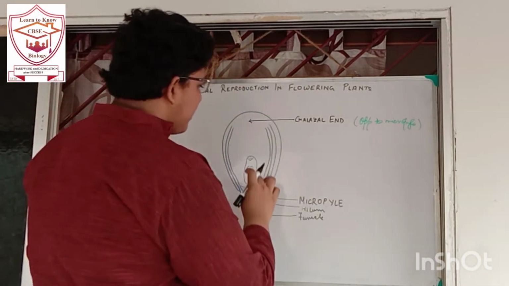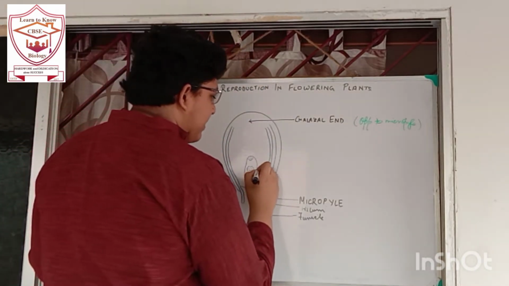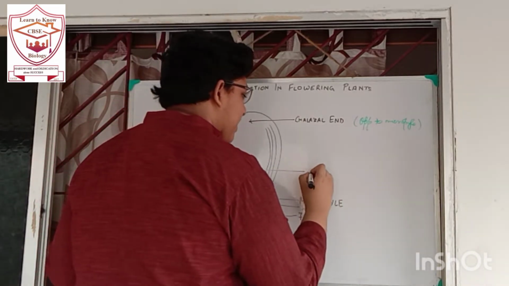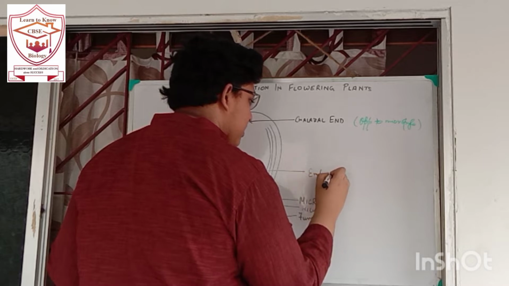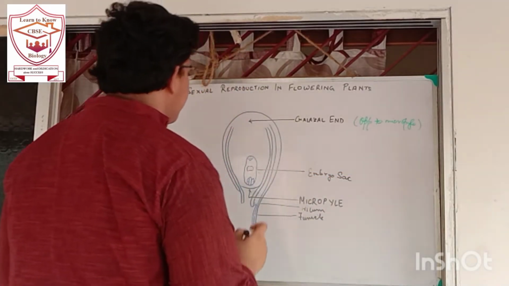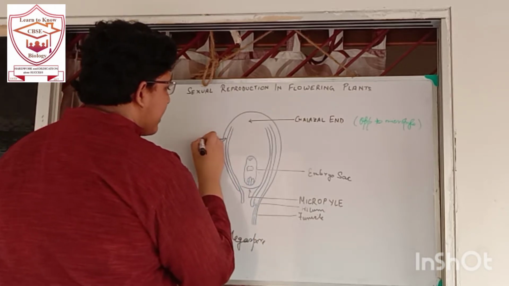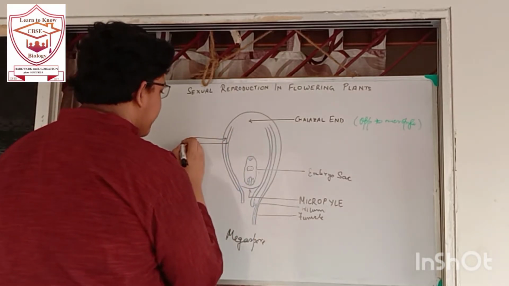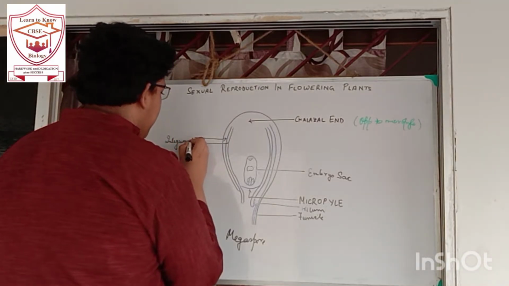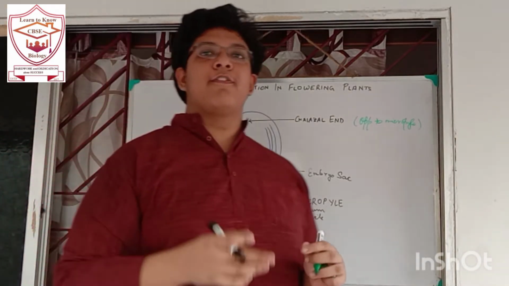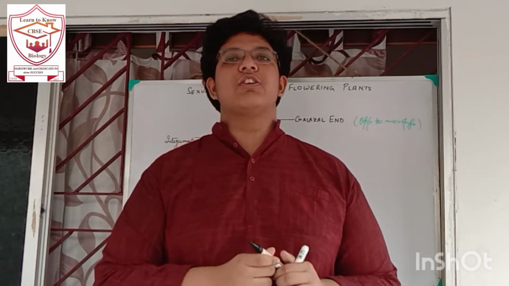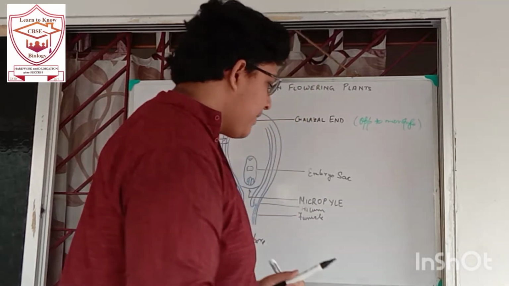Next, as you all know, this is an embryo sac. We have already discussed it in class 11. This is the embryo sac. Next portion is, this is the outer integument, this is the inner integument. As you know, integument transforms into the seed coat, and the role of the integument is protection.